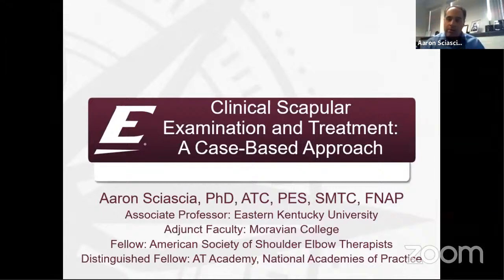What I'm going to do for you is give you the examination process, but I'm going to use a single case to guide us through this. This is a case that you're probably going to see more often than even the other ones that Dr. Kibler presented, because this is a non-operative situation with somebody with shoulder pain.